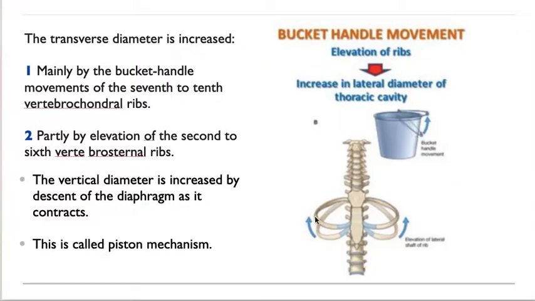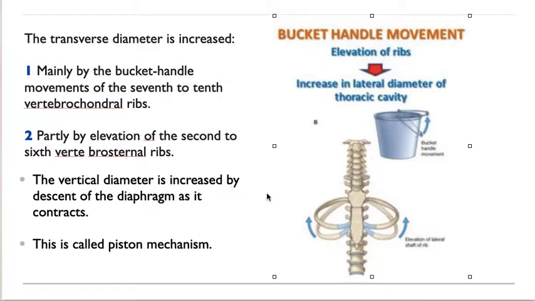The transverse diameter is increased. How? By the bucket handle movement, elevation of the ribs. Which ribs? The lower 7th to 10th ones, causing an increase in the lateral diameter of the thoracic cavity. This is basically by the bucket handle movement of the 7th to 10th vertebrochondral ribs. Number two, partly by elevation of the 2nd to 6th vertebrosternal ribs.